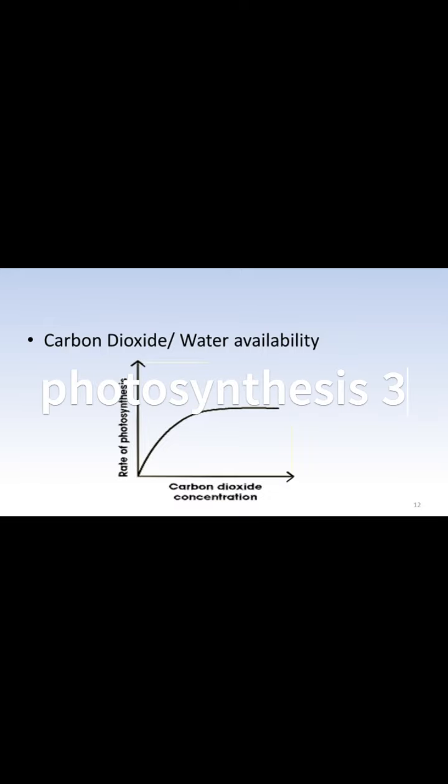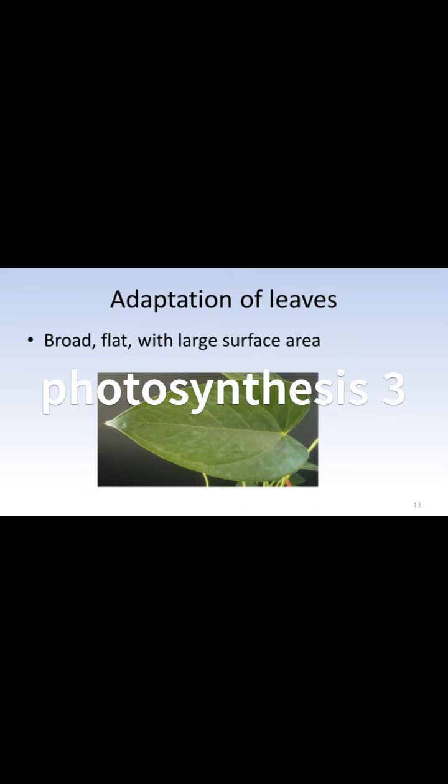The main organ that is involved in photosynthesis is the leaf. However, young stems may also undergo photosynthesis. We will now look at some adaptations of leaves that allow them to undergo photosynthesis.